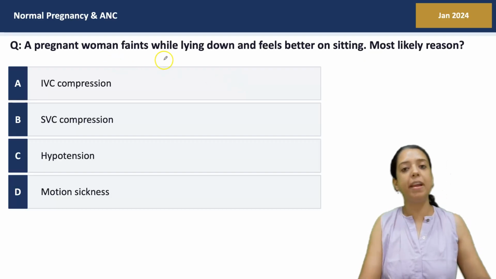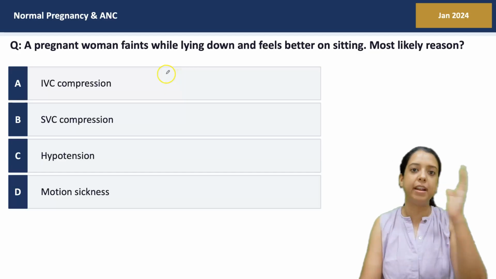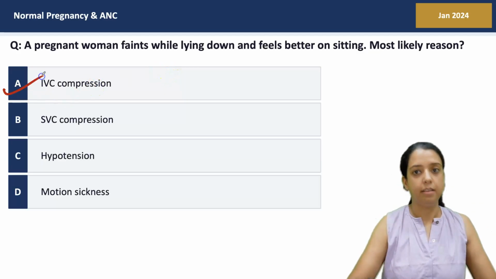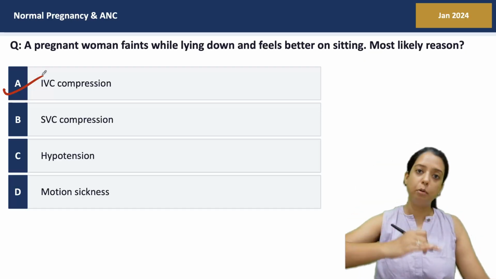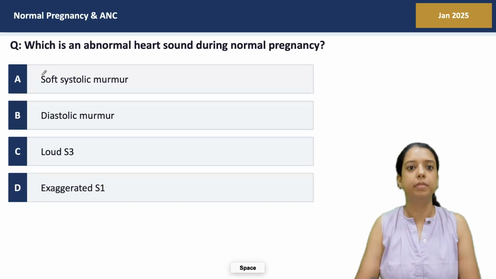A pregnant woman faints while lying down. This question has been asked 100 times. All of us know when she faints while lying down. Why? Because it is compression of the IVC, called supine hypotension syndrome, due to compression on IVC. All of you know that.